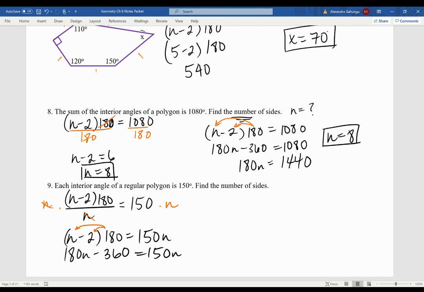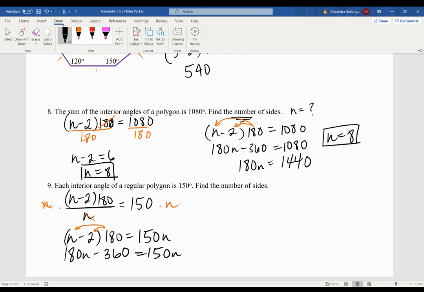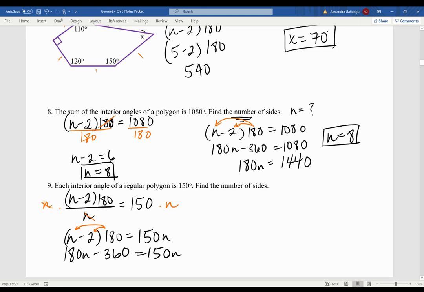And I want to subtract 180n from both sides. Move over here, and that'll give me negative 30n equals negative 360. So n is 12. So it's a 12-sided figure, dodecagon.